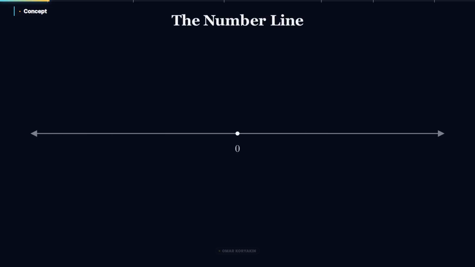Here is the number line, a horizontal line with arrows on both ends and a dot labeled 0 in the middle. The arrows tell us the line never stops in either direction. To the right of 0, numbers grow larger, 1, 2, 3, and onward. To the left of 0, numbers grow more negative, -1, -2, -3, and onward. 0 itself is the reference point that everything else is measured from.